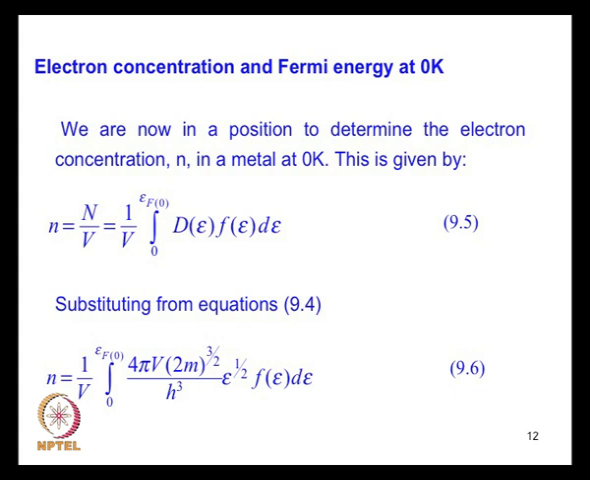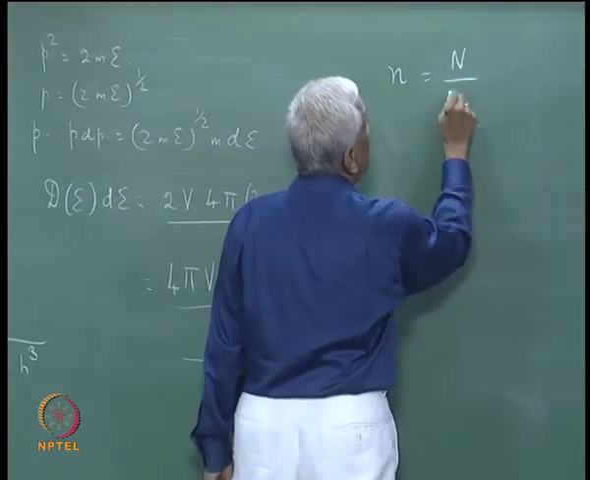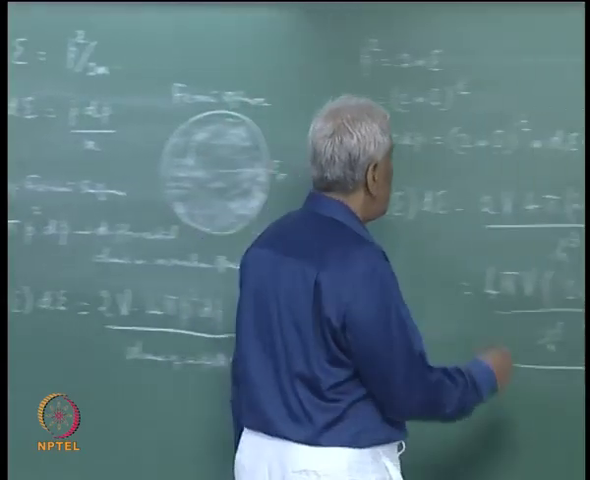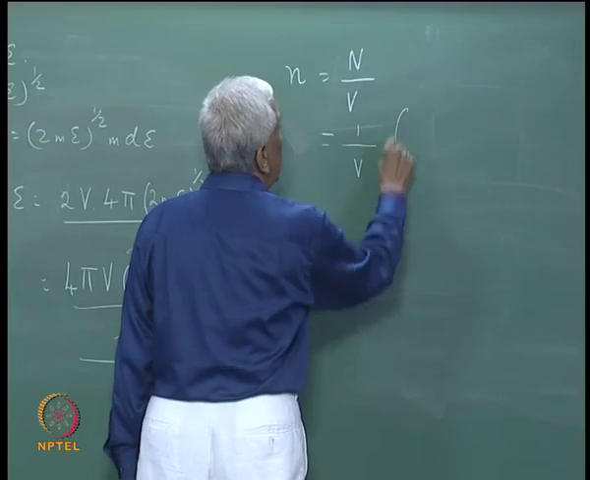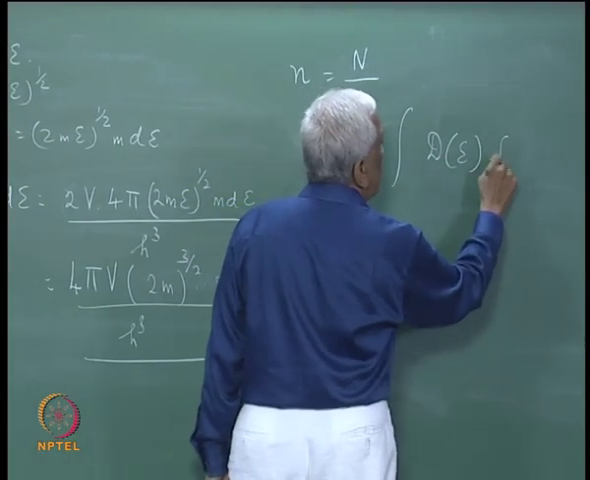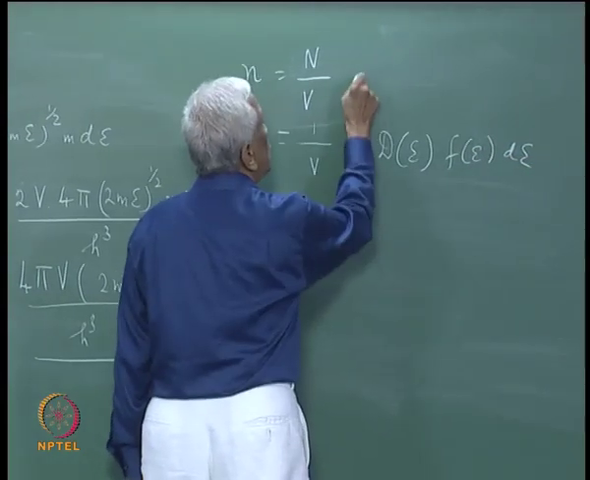The number of electrons in unit volume is the total number divided by the volume, and this total number is what is given by this. So, I have 1 by V integral d of E f of E dE from 0 to EF.